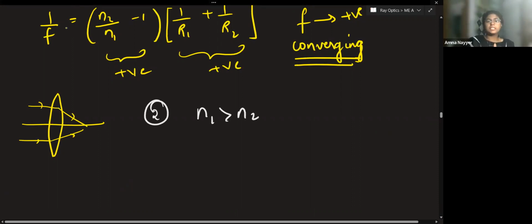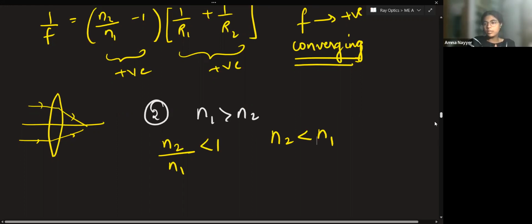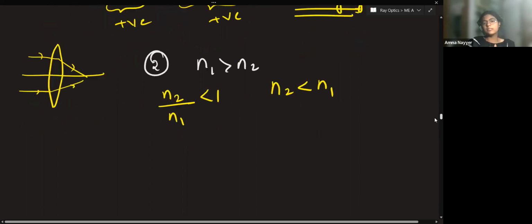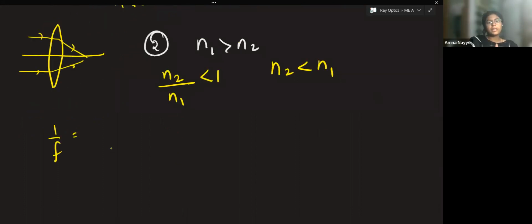See if N1 is greater than N2. If N1 is greater than N2, then N2 by N1 will be less than 1, because N2 is less than N1. Now see what you will get. If we put this in the formula, 1 by F will be (N2 by N1 minus 1) times (1 by R1 plus 1 by R2).